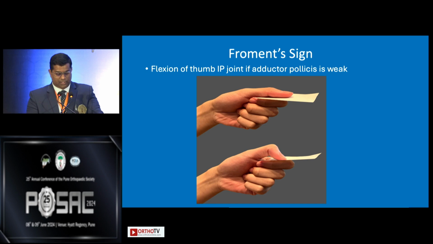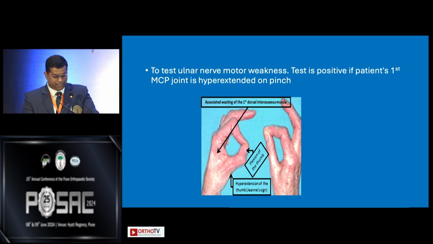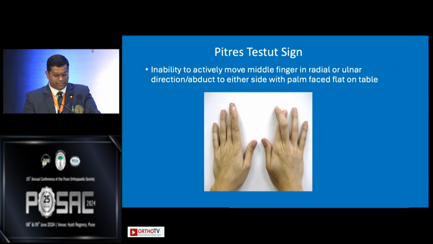Flexion of the thumb interphalangeal joint, if adductor pollicis is weak. It is the only muscle which is supplied by the ulnar nerve, adductor pollicis. Then to test ulnar nerve motor weakness, this test is positive if the patient's first MCP joint is hyperextended on pinch. Then Pitres-Testut sign, inability to actively move the middle finger in radial or ulnar direction, or abduct to either side with the palm flat on the table. You have to keep the hand flat on the table.